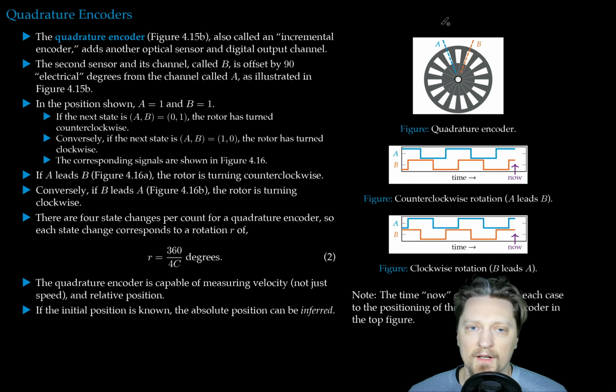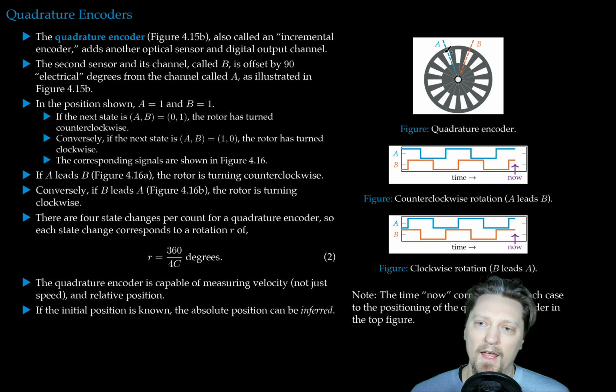The second sensor and its channel, called B, is offset by 90 electrical degrees from the channel called A, as is illustrated in this figure. So this actually is very precise in terms of what the phase difference is. We could have it so that when A is in the middle of a slit, so is B, but that would be 0 degrees of phase difference between them.